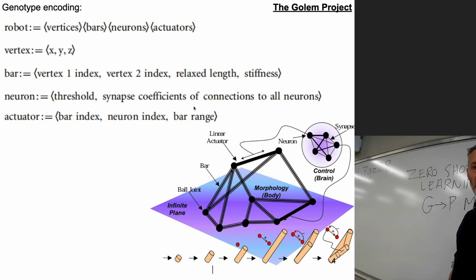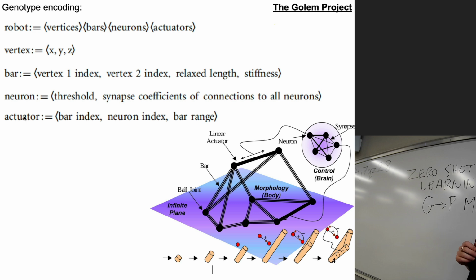The vertices and the bars lists together tell us how to take all of this genetic information and turn it into one part of P, one part of the phenotype, which is the body of the robot. So far, so good? Okay, let me jump to the 4th list here.